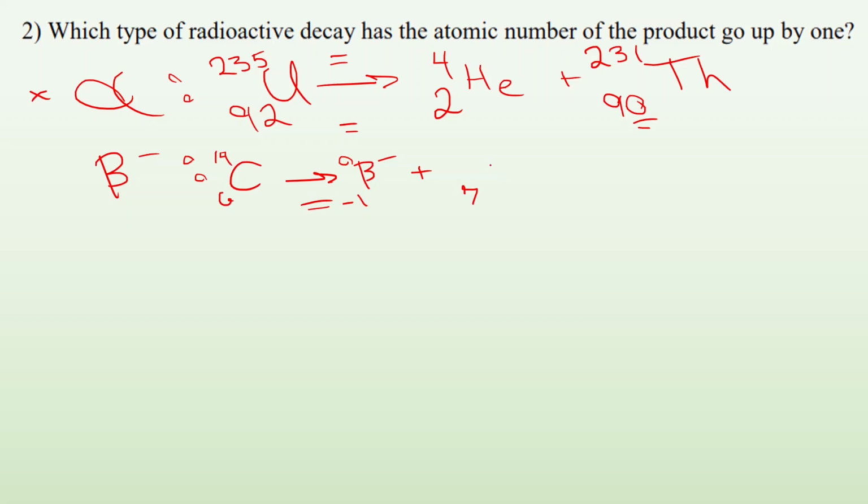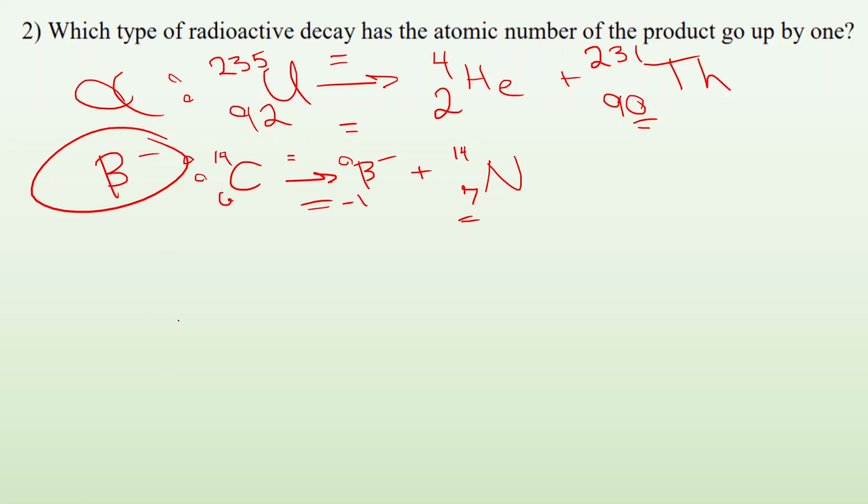What element has a charge of 7? Nitrogen. Let's check the masses. 14 has to equal 0 and 14. So there we go. Well, what happened to the charge here? Well, hey, it looked like the charge of the product went up by 1. So our answer is going to be beta decay. But let's take a look at the rest of some of the decays.